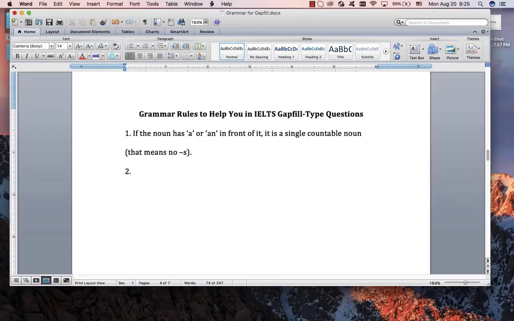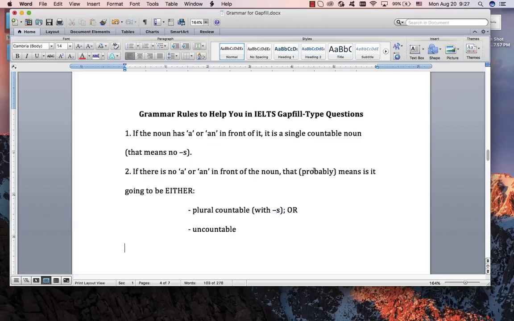So then, next rule, if there is no or an in front of the noun, that probably means it is going to be plural countable or uncountable noun. Probably because in English it's never certain, but I'm even going to delete probably because really for your purposes it's going to be pretty much all of the time. So I'll delete probably. That means that's fine. We will see later there's some other information that we can get to decide between these two.